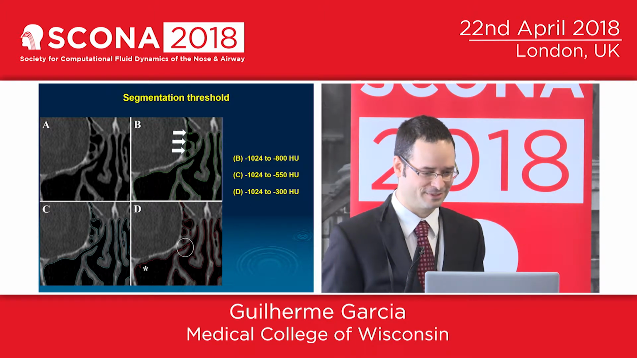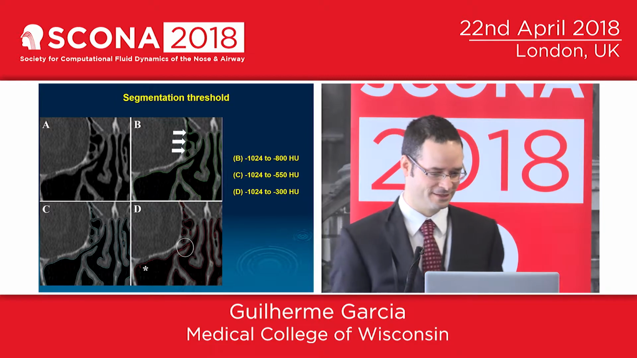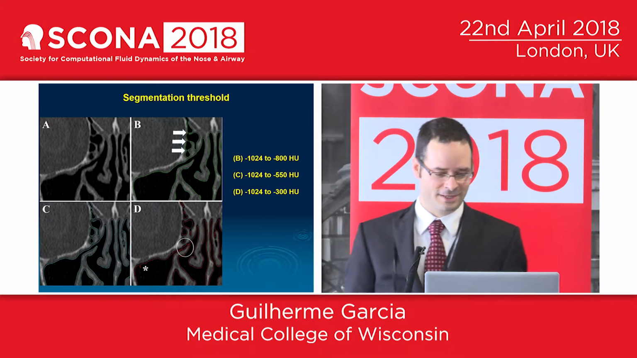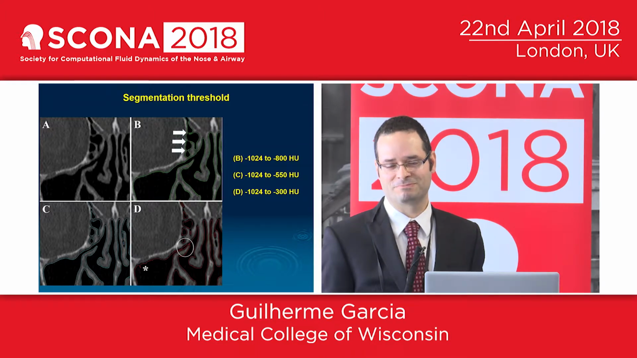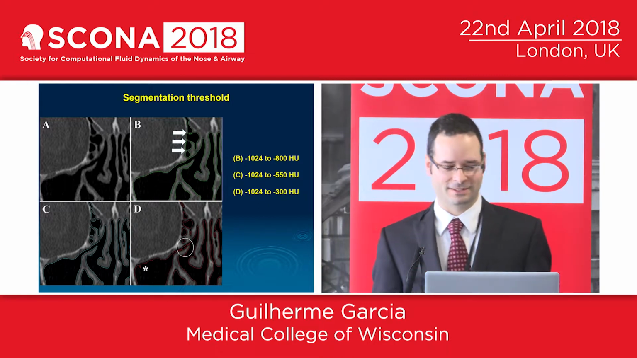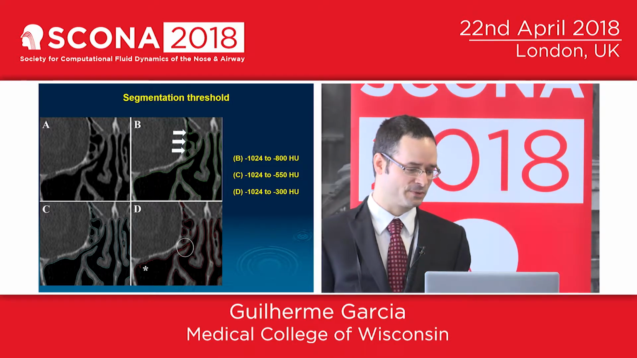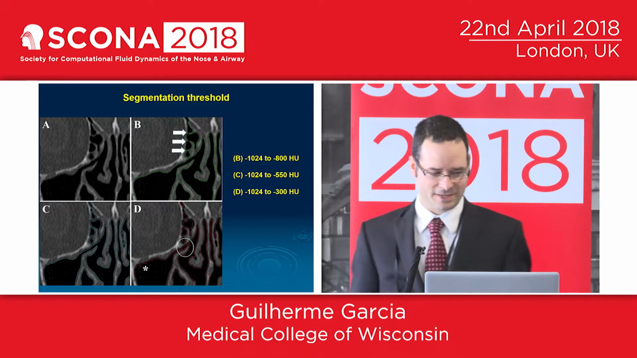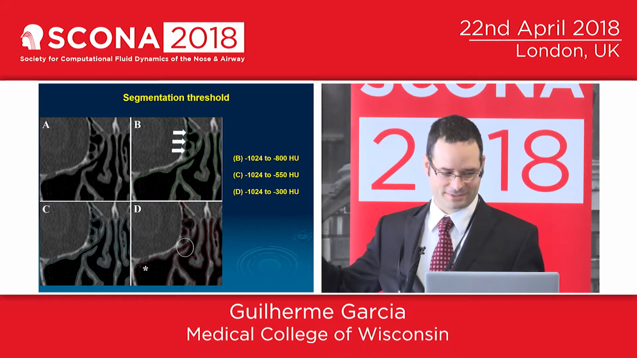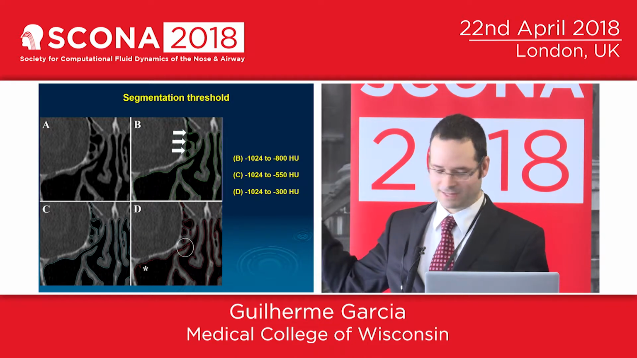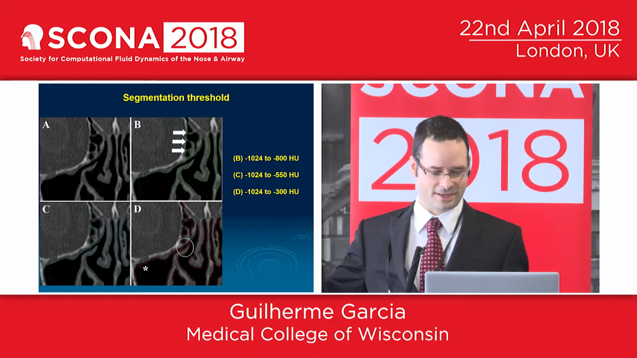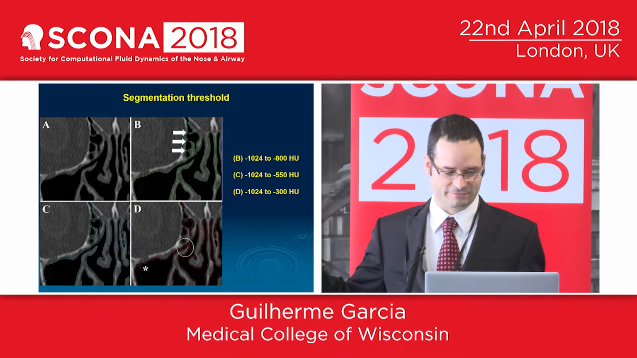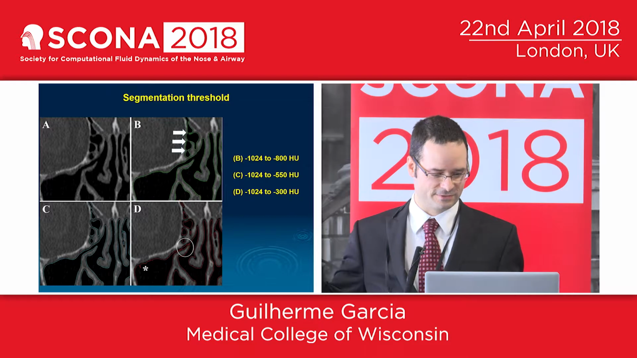So now I just want to briefly discuss some approximations that I think are less described in the literature. In particular, when I read CFD papers, oftentimes authors do not report the segmentation threshold used to create the 3D models. So here is a comparison of the 3D geometry being segmented with ranges from minus 1024 to minus 800 Hounsfield units, minus 550, and minus 300 Hounsfield units.